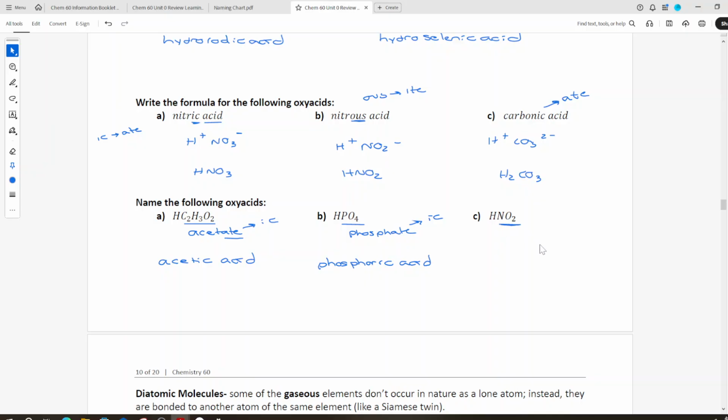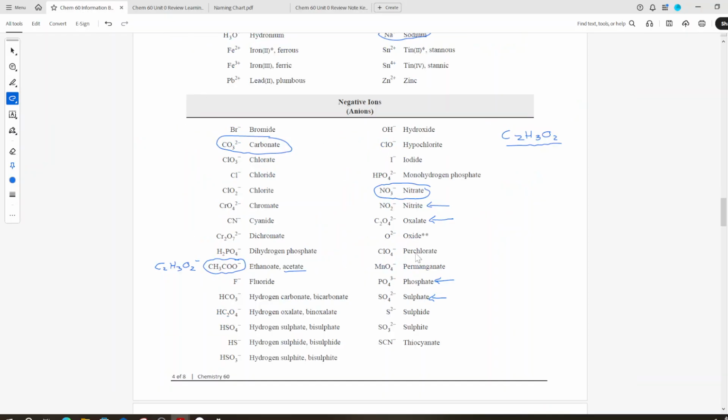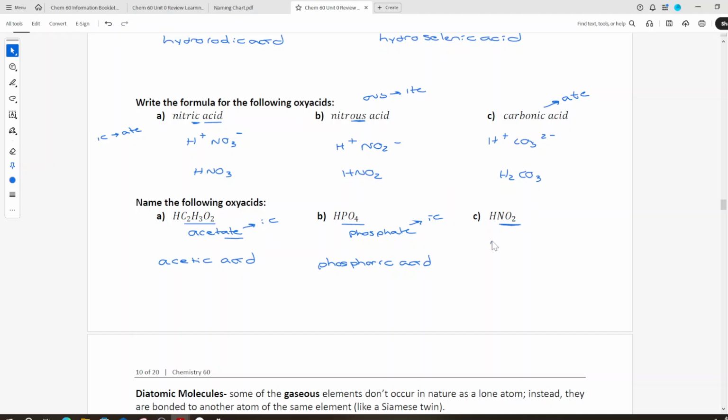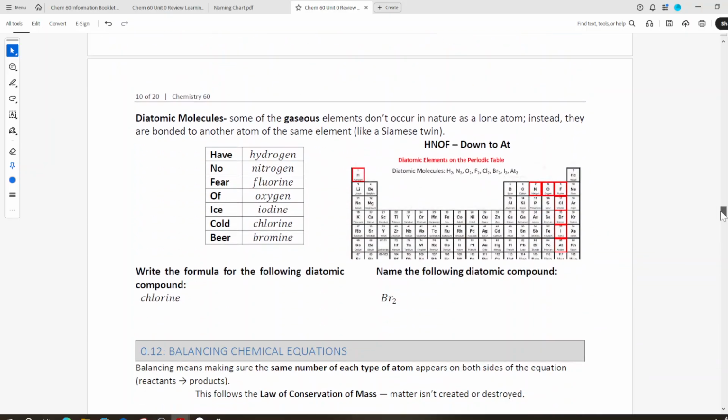Okay, so then last one we're going to look at is NO2. I've got my NO2, which is my nitrite. So this is nitrite. I took a bite and it was humongous. So then this is going to be nitrous acid. Sweet. The last part of this video is just about diatomics. It'll just take us 2 seconds.